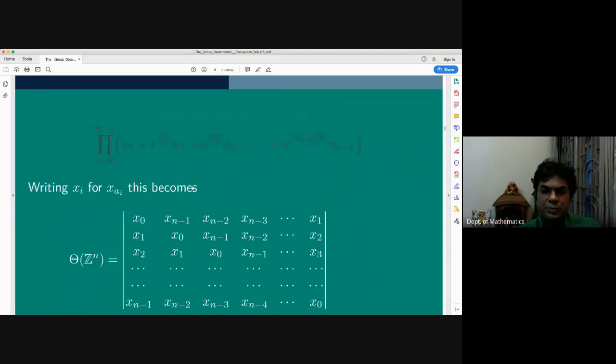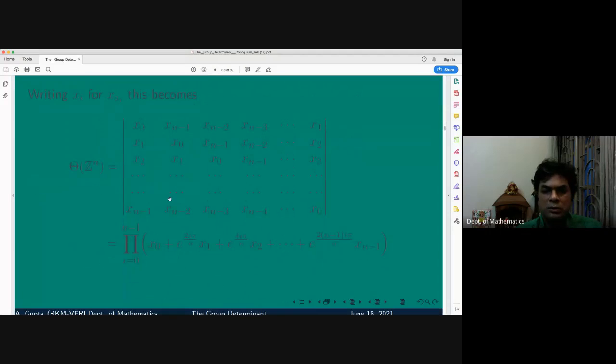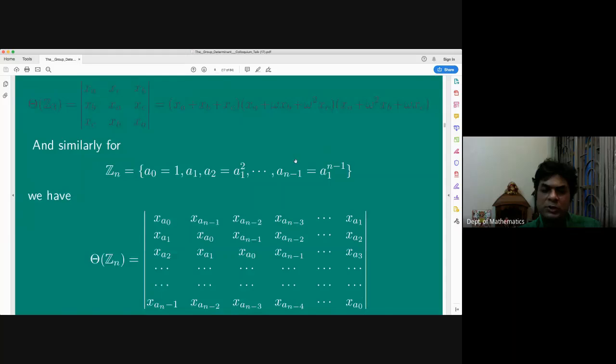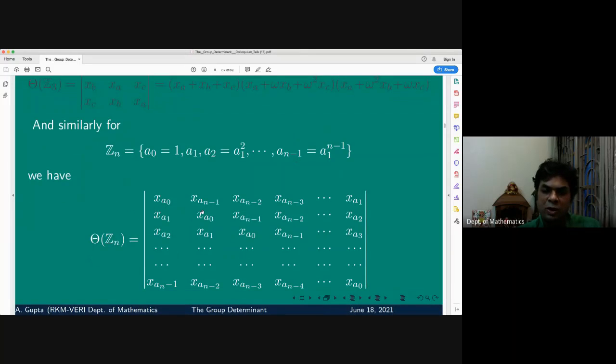So yes, here is the formula. You can see that this determinant is factoring into n factors, and each factor is given like this. These are all linear polynomials in these variables. What I have done basically is rewrite this matrix for simplicity: instead of a naught, a n minus 1, a n minus 2, I have dropped the a and written x naught, x n minus 1, x n minus 2, and so on, x n minus 3. So giving that form, you see this determinant looks like this, okay?